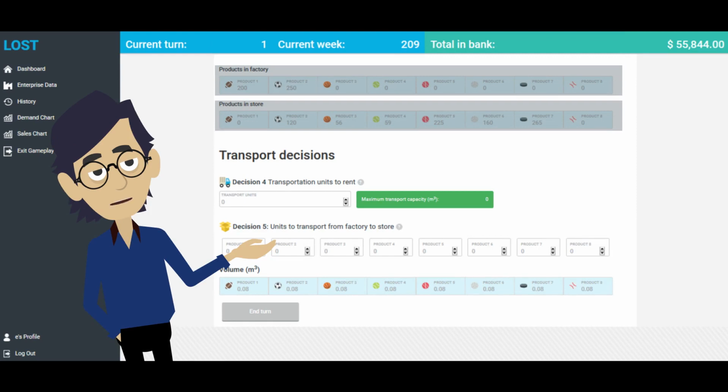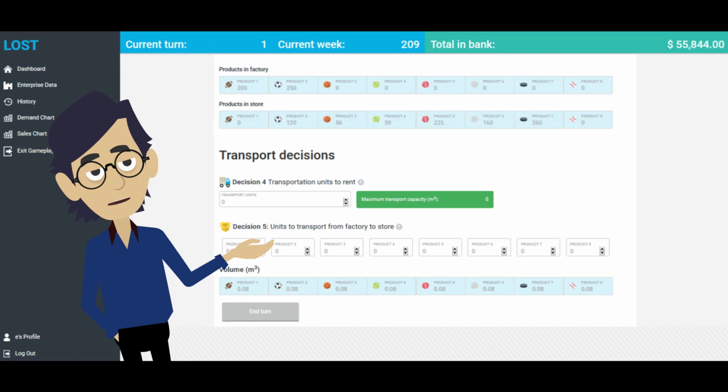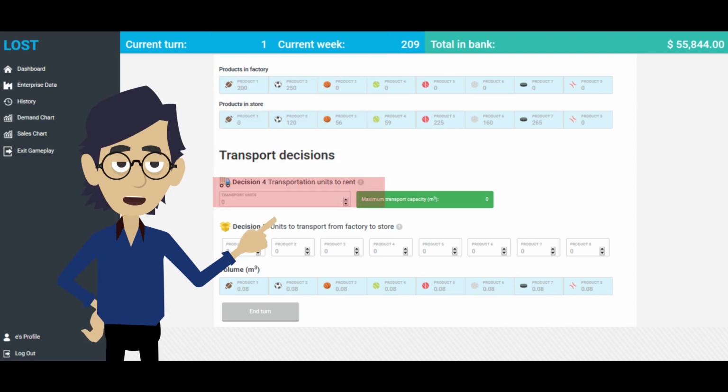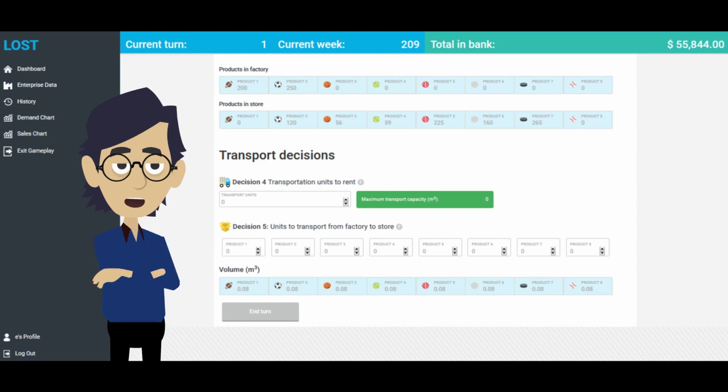This window shows the quantities of finished product you have available, both in the factory and in the store. Now, we must specify the transport units we will use to move the finished product from the factory to the store. Here we place our fourth decision: how many transport units we want to rent this week. Each transport unit gives you a capacity in cubic meters for the products you want to transport. In the first scenario, there are only large units, and they have the capacity to transport 64 cubic meters.